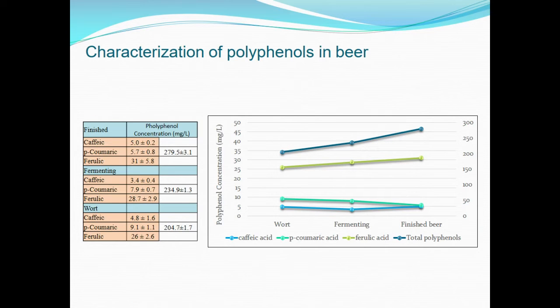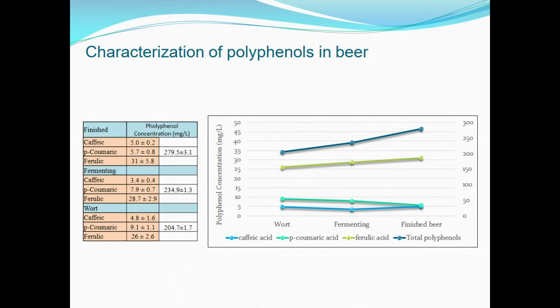And so these are some really interesting results because what we see is that the polyphenols actually increase as the process of the beer goes on. So this is the wort, the fermenting, the finished beer. This is a total polyphenol analysis done by UV visible spectrophotometry.